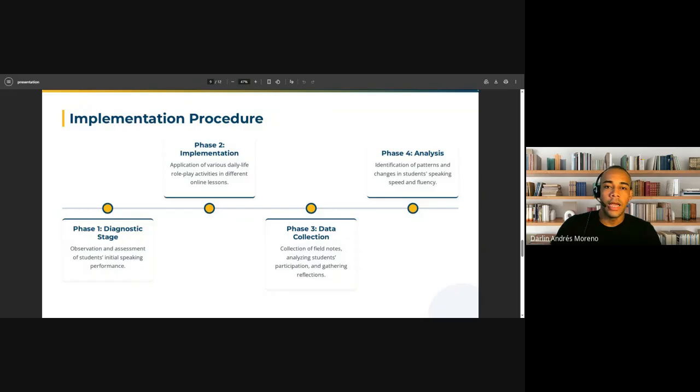The implementation of the project followed the following phases. Phase number one was a diagnostic stage, mainly observation. Phase two was the implementation of several daily life role play activities in different online sessions. Phase three was the data collection, collecting field notes, analyzing the students' participation, and gathering reflections. And phase four, identification of patterns and changes in students' speaking speed and fluency.